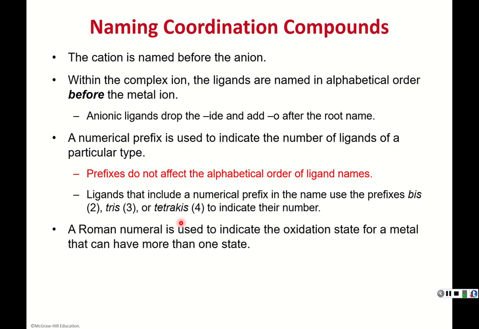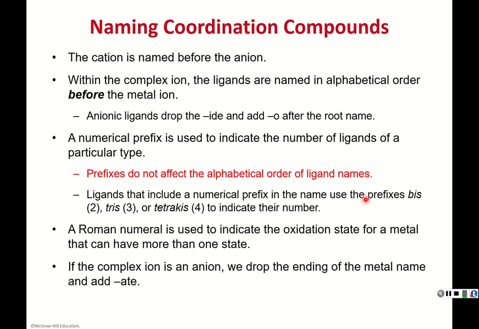Something that we probably haven't really come across in this class yet. A Roman numeral is used to indicate the oxidation state for the metal, if it can have more than one oxidation state. So when you see a Roman numeral in parentheses, that's indicating the charge or oxidation state of the metal. If the complex ion is an anion, we drop the ending of the metal name and add -ate, A-T-E.